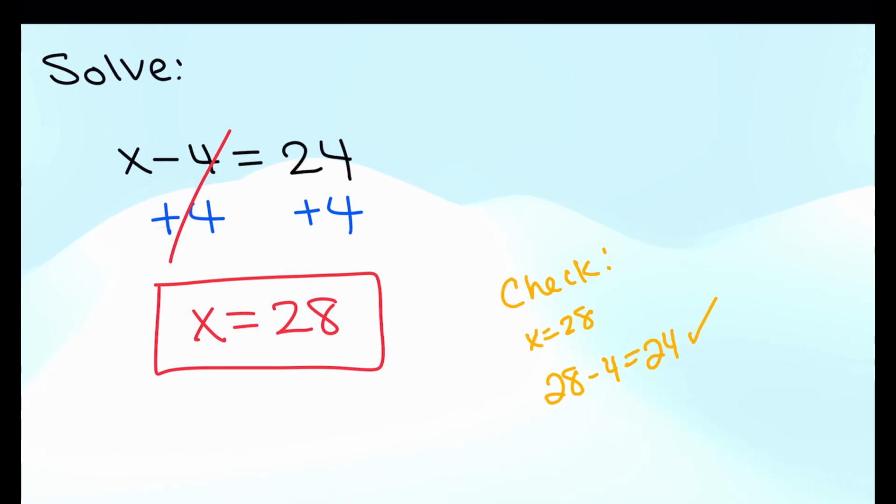Now the nice thing about solving these equations is we can always check our answers. We can take this x equals 28, plug it into the original equation, 28 minus 4 equals 24, and this is true. 28 minus 4 is 24. And so that's a great way that I can check and verify that I've done the problem correctly.